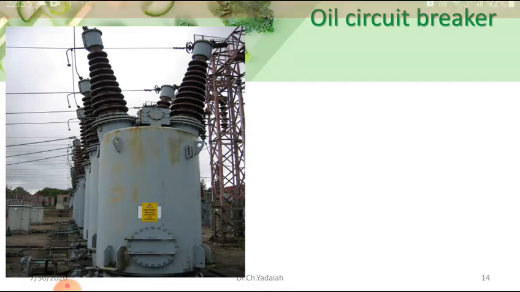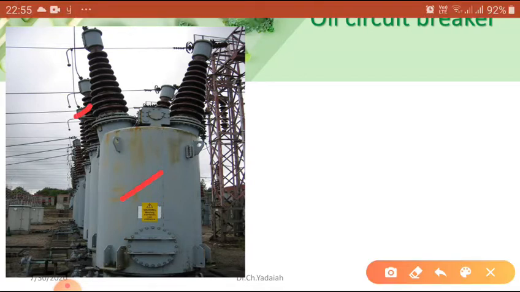This is the R phase, this is the Y phase, this is the B phase. Each phase has this much of the tank. As you know, this tank capacity is nearly 5,000 liters of transformer oil required here. The 5,000 liters of oil is required as an insulating media, as a quenching media.